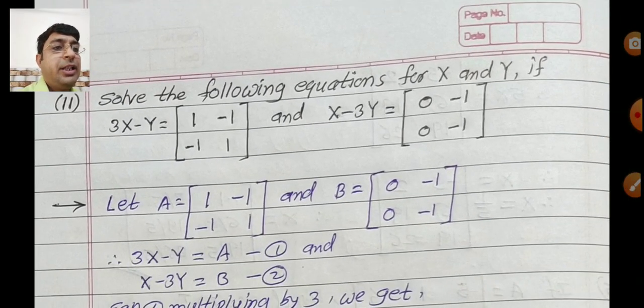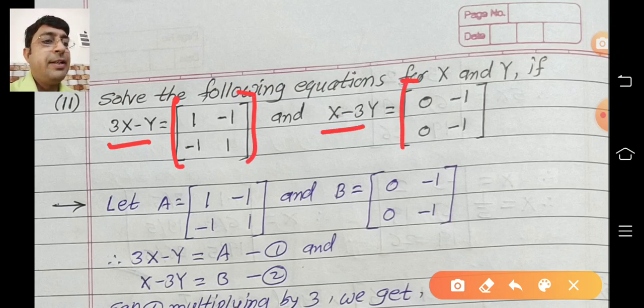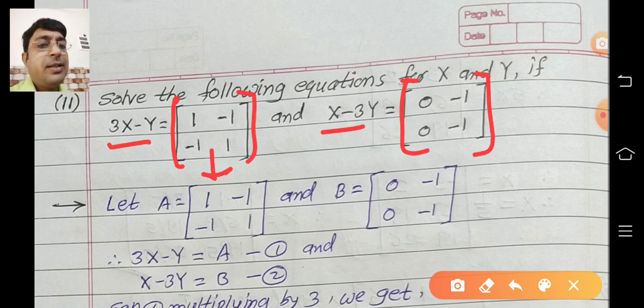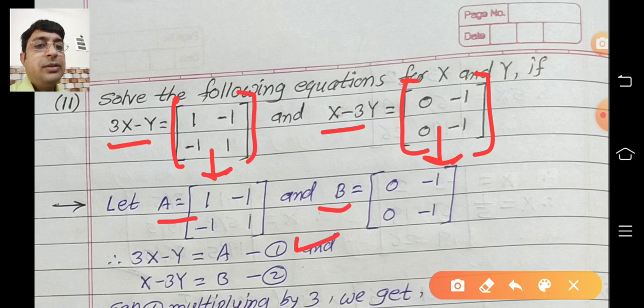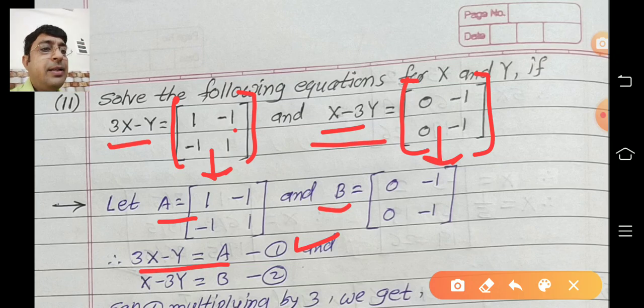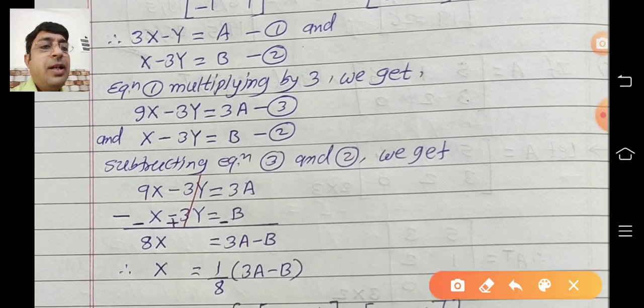Solve the following equations for x and y if condition is given: 3x minus y equal to 1 matrix and x minus 3y is equal to second matrix. So this matrix consider as A, second matrix consider as B. Then we are forming the equation 3x minus y is equal to this matrix A and next one x minus 3y is equal to this matrix B. So these two equations are simultaneous equations. As per the rule of simultaneous equations, we find out the answer.